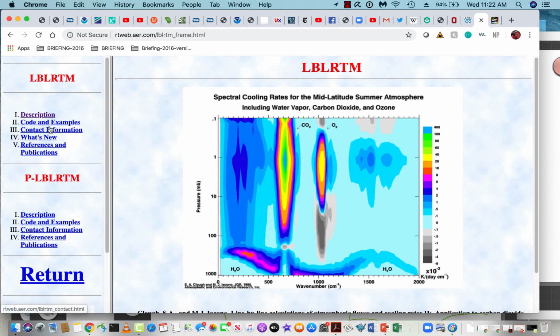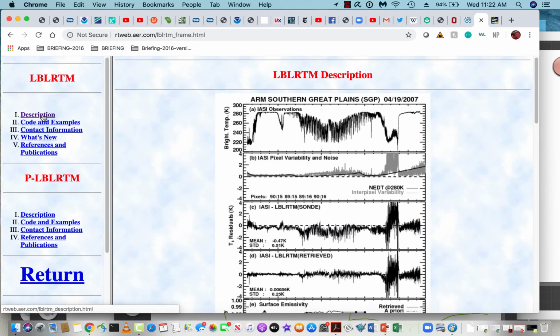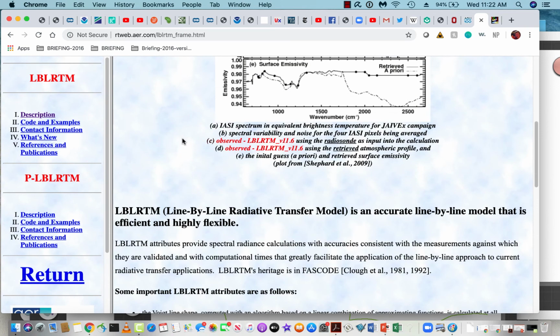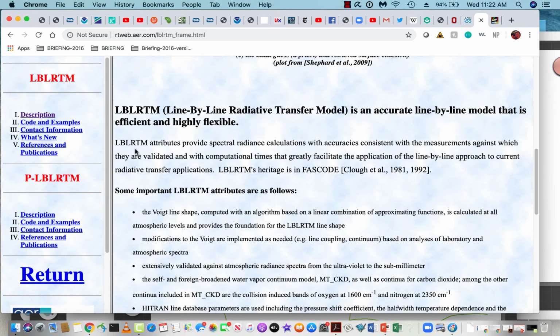So looking over here on the left-hand side, description. Line-by-line RTM attributes provide spectral radiance calculations with accuracy consistent with measurements against which they are validated, and computational times that facilitate the application. So line-by-line code is very computationally expensive, much too expensive to use in an actual GCM, but you'll see where I'm going with this in a minute.